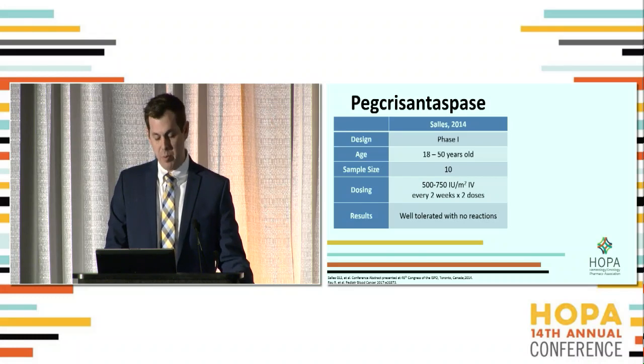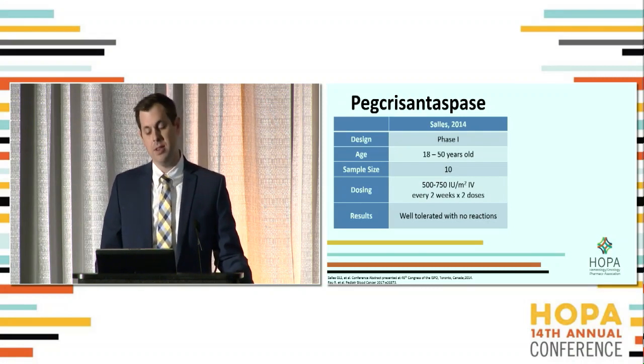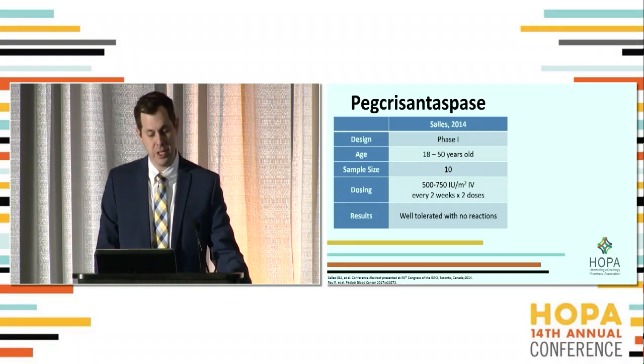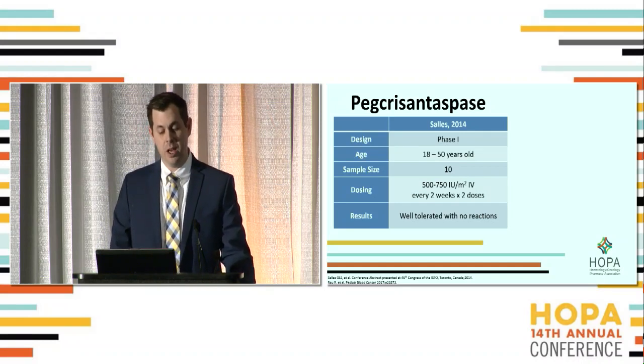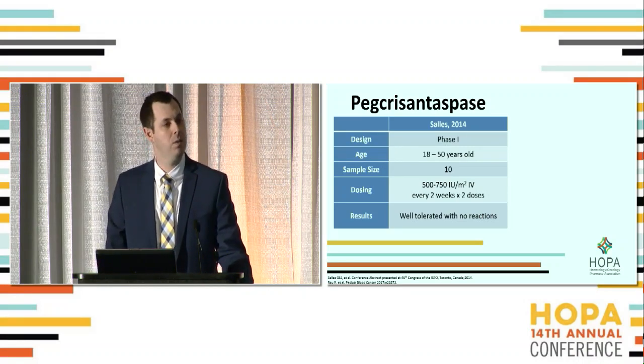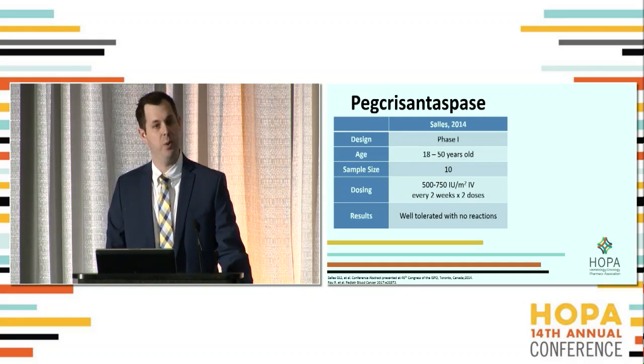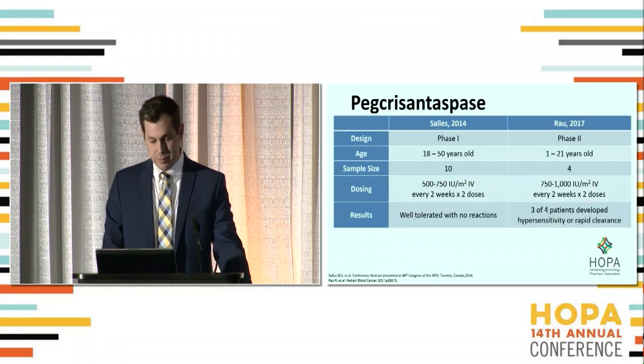And some brief reports have been published over the last couple of years. So we had our first snippet of what this drug would look like in clinical practice in phase 1 in 2014. This looked at 18 to 50-year-old adults with a median age of 40 years. They gave these patients doses anywhere from 500 to 750 international units per meter squared IV every 2 weeks for 10 doses, and 10 patients were included in the study. What they found was that PEG crisantaspase was well tolerated with no reactions. So everybody was quite hopeful at this point, but I will say none of these patients had been exposed to PEG asparaginase.